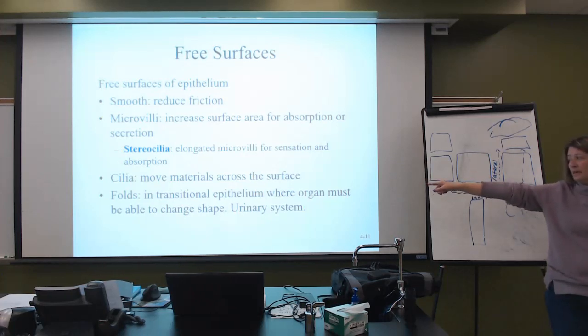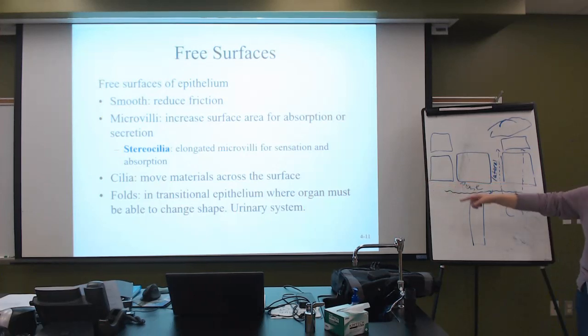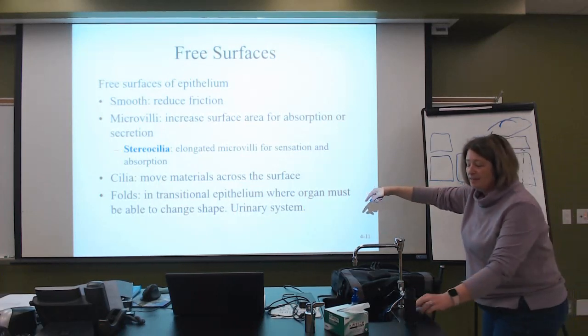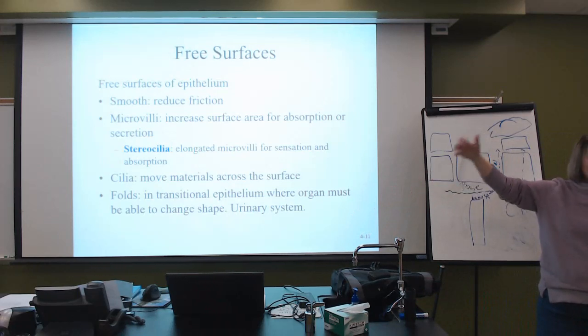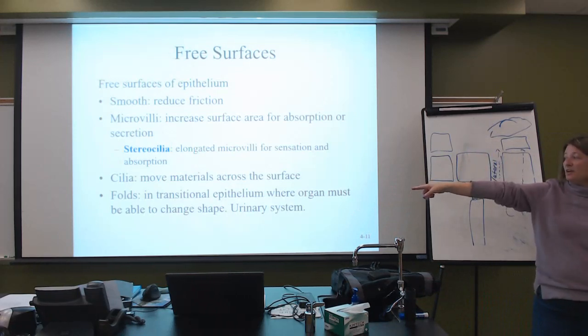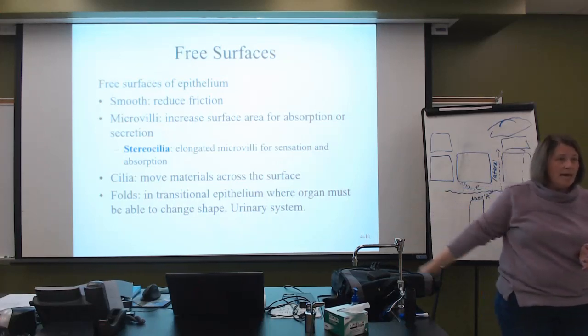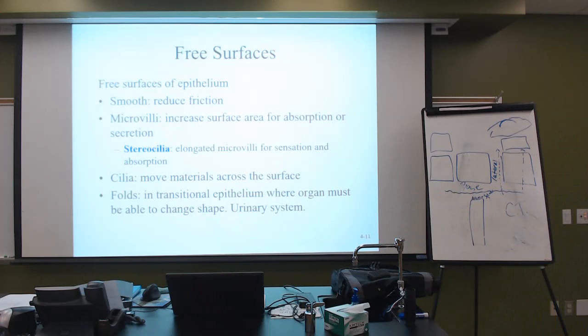So those cilia help to move materials across. We can have in the epithelia foldings that take place. Like I mentioned, if the organ needs to be able to change shape, for example, the bladder, it folds flat and it'll look crinkly, so to speak, okay? And then as you drink, the fluids fill into it, it begins to fill up for the bladder.